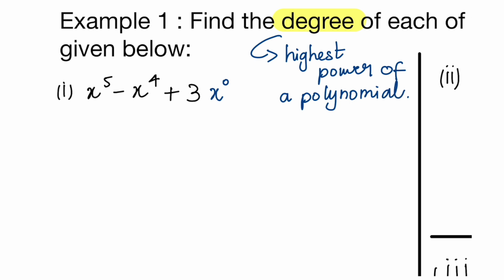Okay, so highest power of a polynomial is what we call as degree. Now in this case, what are the powers? Let me just write those first. So in this first term the power is 5, in the second term the power is 4, and in the third term the power is 0, and 5 is greatest of all, right? So 5 is going to be the degree of the polynomial.